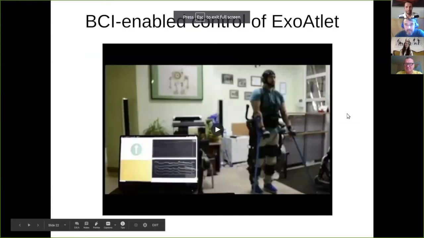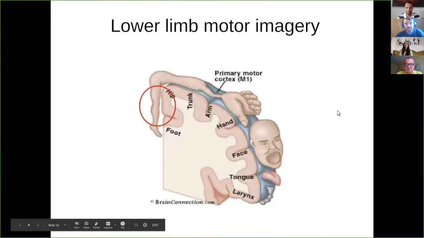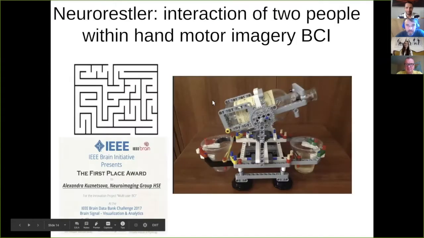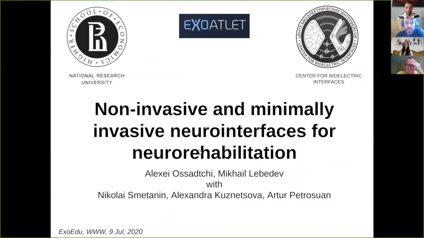So I will be talking about non-invasive solutions to brain-computer interfaces. Okay, I'll scroll through to the first title page. The title is "Non-invasive and minimally invasive neurointerfaces for neurorehabilitation control."